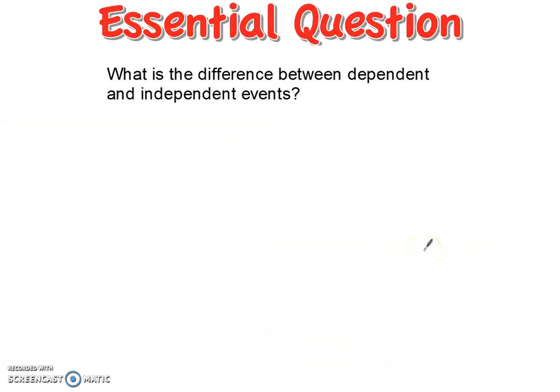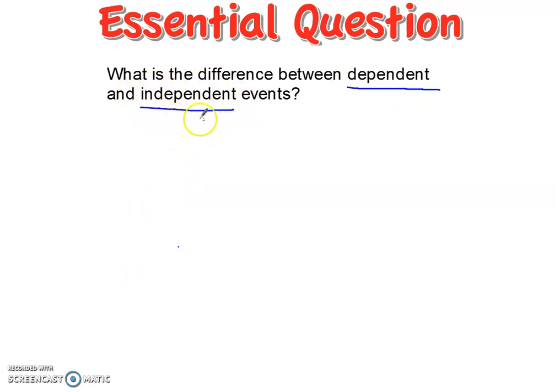Here's the essential question for 10.5. What is the difference between dependent and independent events? Pause the video, write down your essential question. I want to talk about these words, dependent and independent.